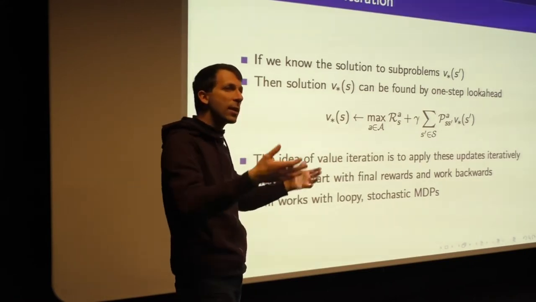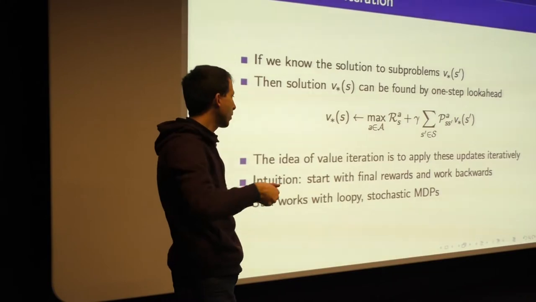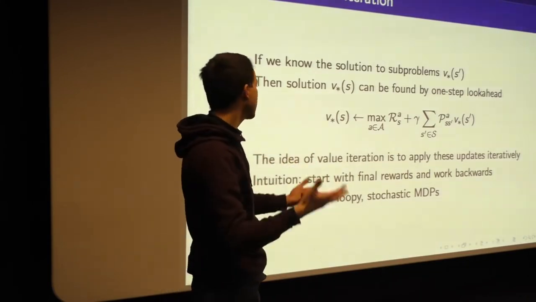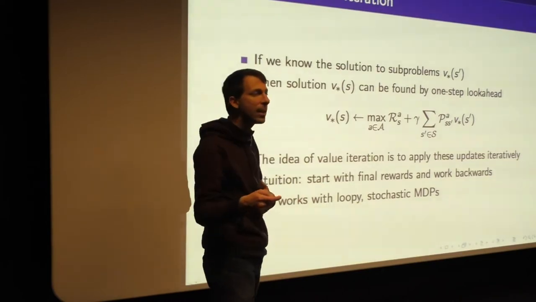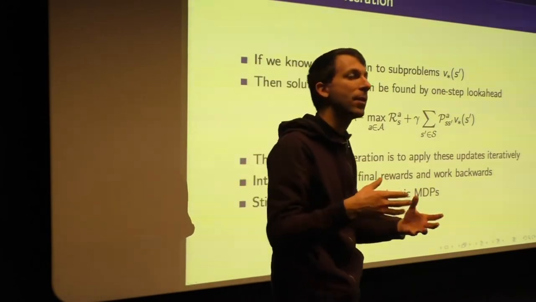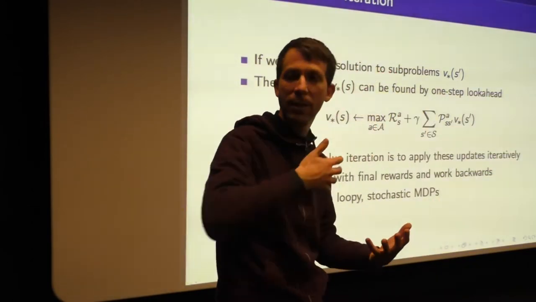Now, we're not actually going to do it by finding the goal and then working backwards. We're going to do it by just looping over our entire state space. And this is better because it still works if you've got loops in your MDPs or if you've got stochastic MDPs. We just want a general procedure. But the intuition is still there, that we work backwards through the MDP.